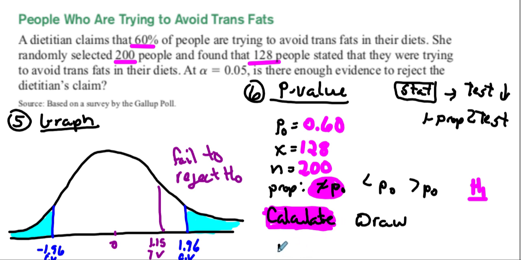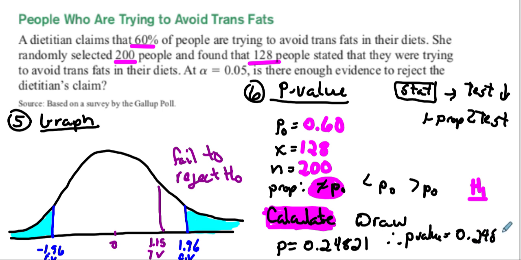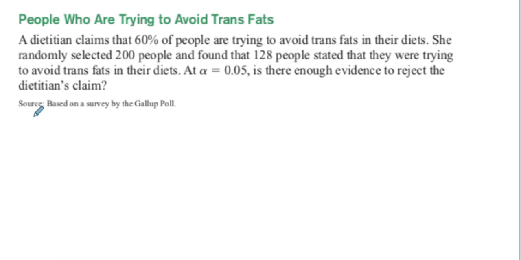When you do this on your calculator, you will see one row that says P equals. That is your P value. So our P value here will be 0.24821. Next, I'll take this P value and compare it to the alpha given. And I notice that 0.24 is greater than 0.05. And so that's going to also help me in my conclusion to this problem.